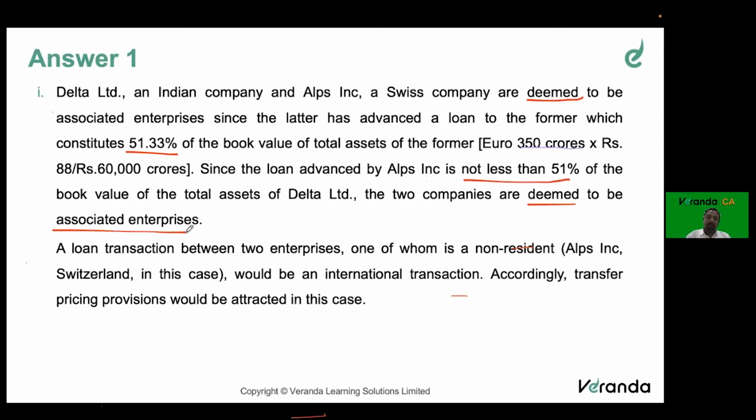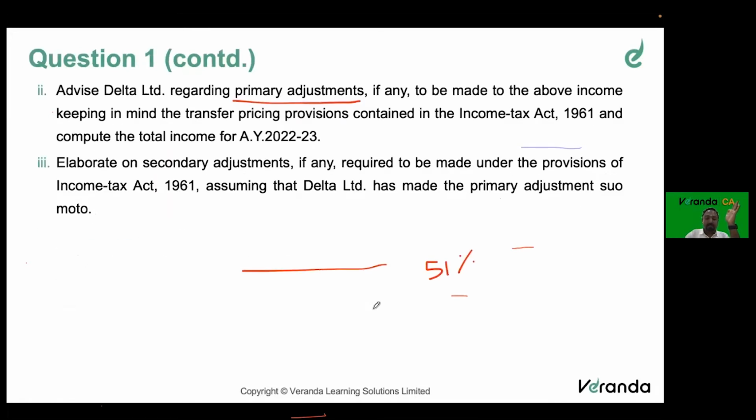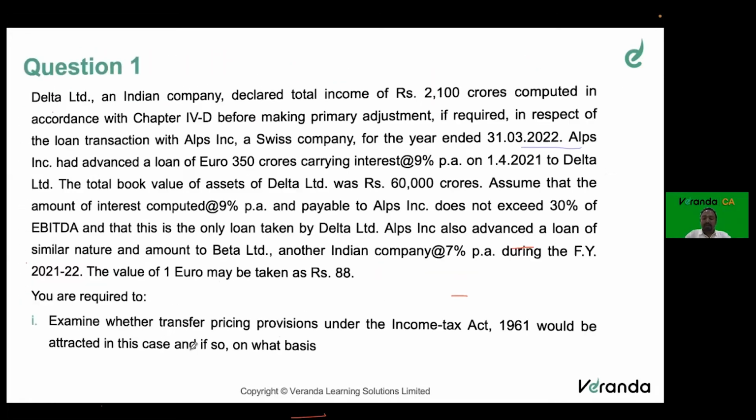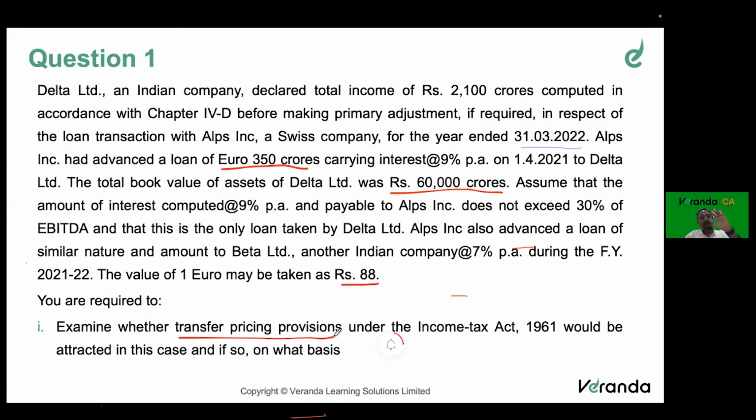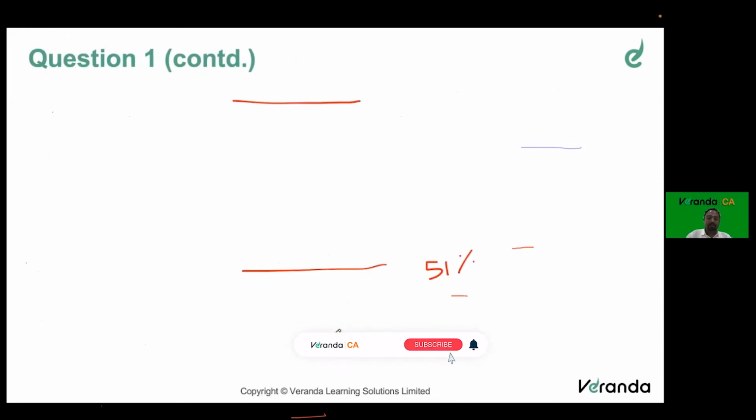Moving on, since it is a deemed associated enterprise, and considering that the loan transaction is an international transaction as per the definitions under section 92B, since it is happening between a non-resident and a resident, it is automatically categorized as an international transaction. Accordingly, transfer pricing provisions would get attracted in this case. So the first question that we discussed was whether transfer pricing provisions are applicable or not, and this is what we have answered now.